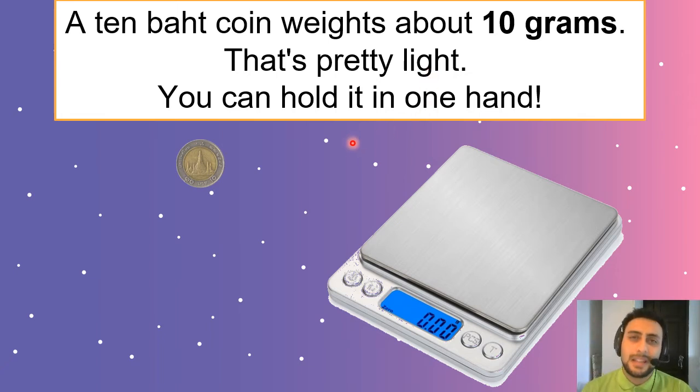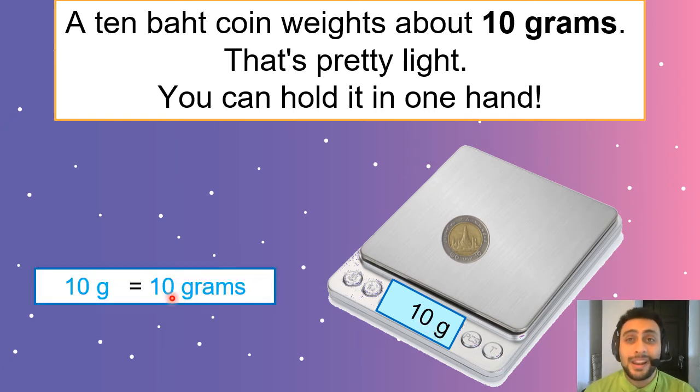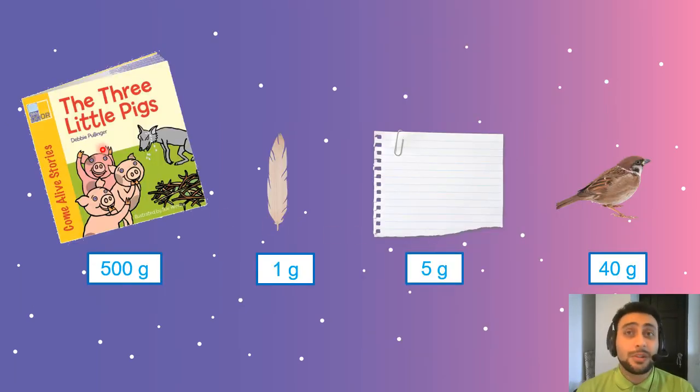Now, let's see. Let's put it on a scale. This is a tiny digital scale. Boop. Okay. It is showing 10 grams. We are right. 10 G means 10 grams. So this 10 baht coin is 10 grams. It's very light. Now, let's see other stuff that we can measure with grams.